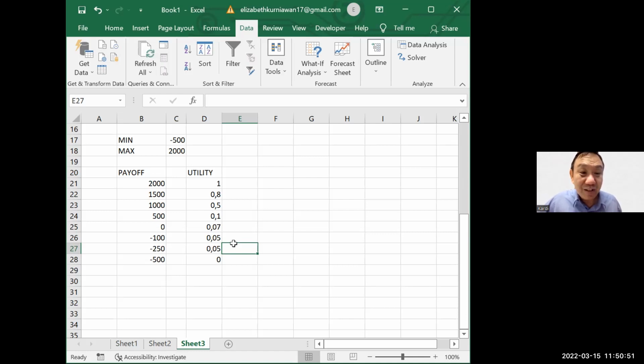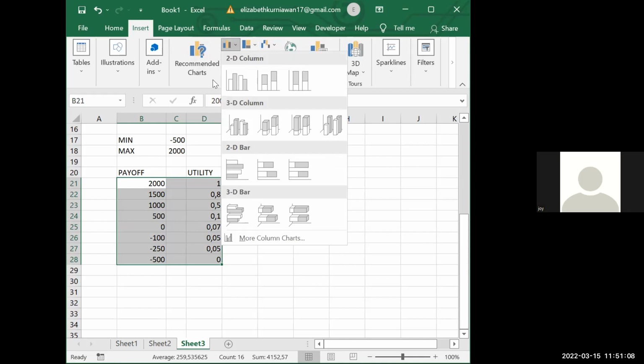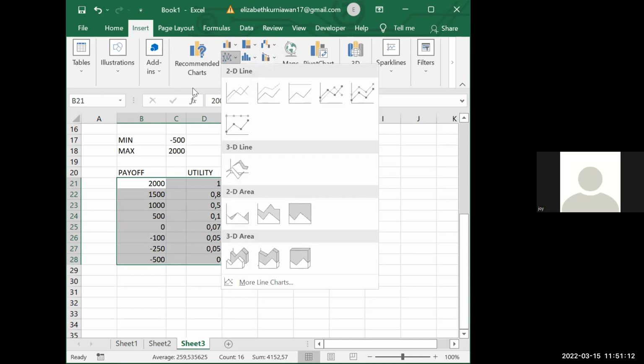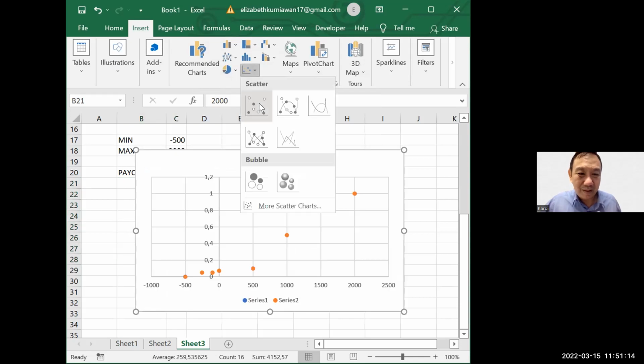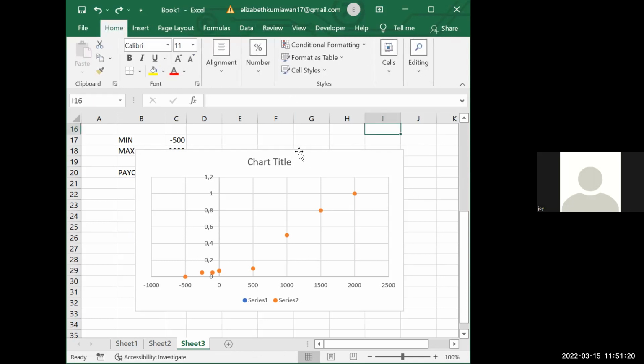So now you can chart this payoff and utility. The payoff is X, the utility is Y. You can chart it. I think a scatter plot is fine. Scatter plot, with the line. So I can see the line.